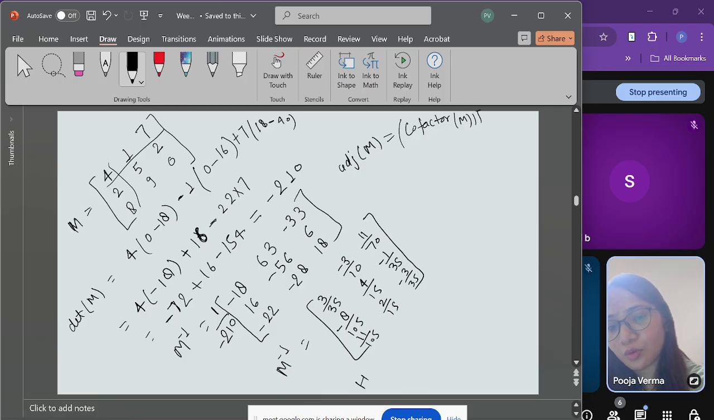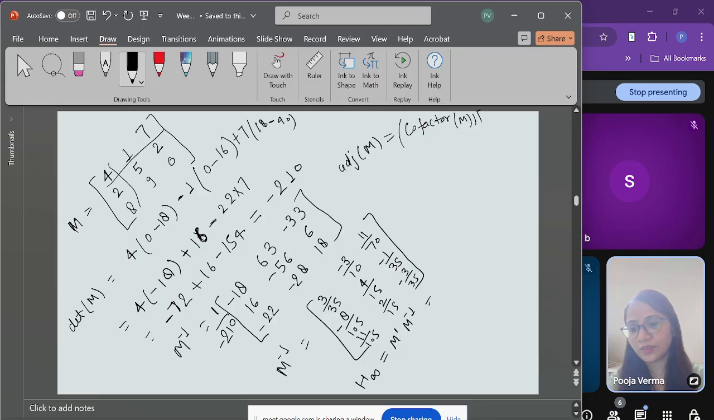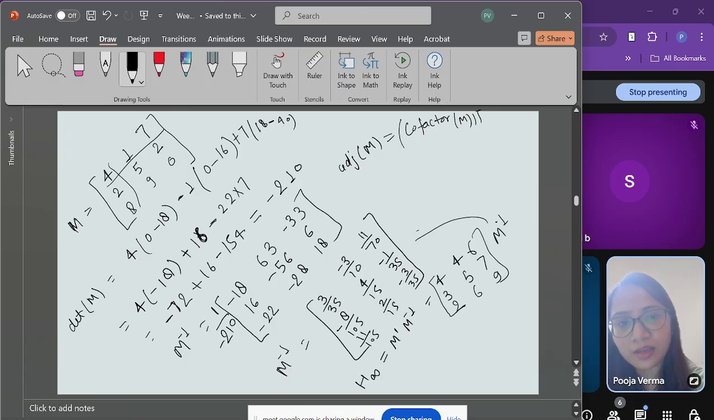Now what you have to calculate is the H infinity value, that is M dash into M inverse. M inverse you have calculated. M dash is given here, this matrix 4, 4, 6, 3, 5, 7 and 2, 6, 9, right? And M inverse is this one. Just multiply these two matrices again and let me know what the values will be. Can you calculate it or should I write it here?